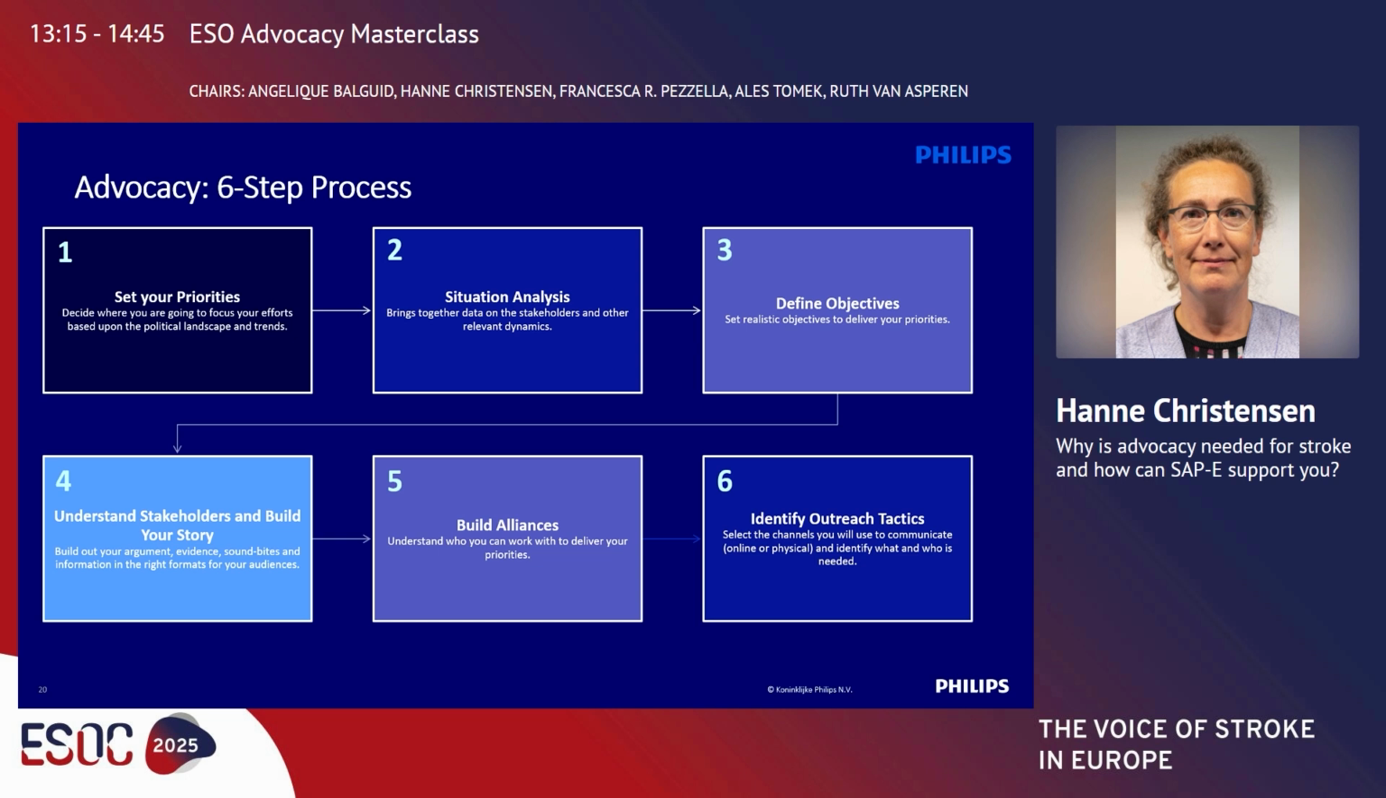So the first step is set your priorities. The second one is the analysis of the situation. The third one is to define your objectives. The fourth step is to understand your stakeholders and build a story that resonates with your audience. The fifth one is to build alliances, because as you see in the other successful examples, you can often not do this alone, but you need to do this together with others. And the sixth step is to identify outreach tactics to actually reach your audience.